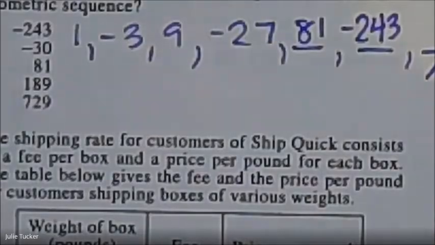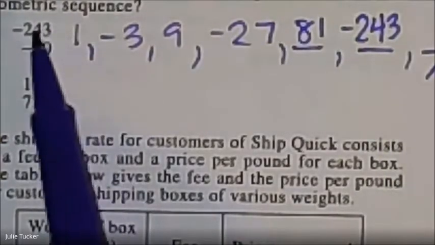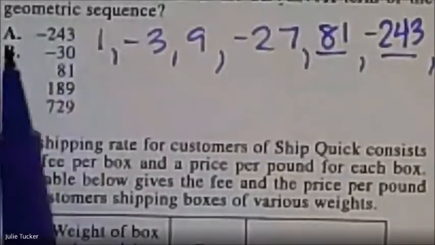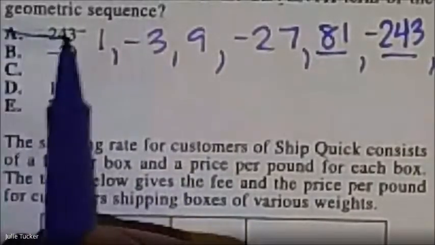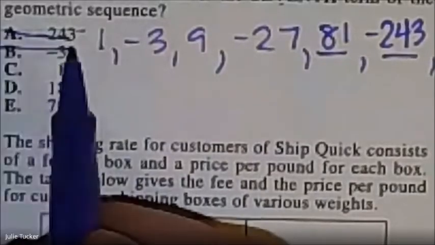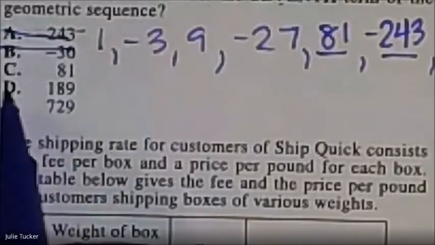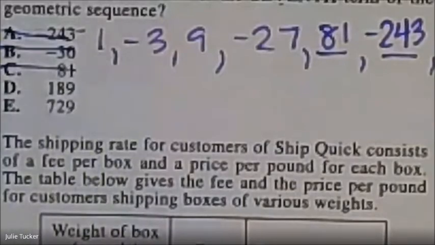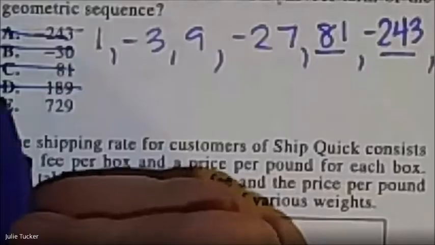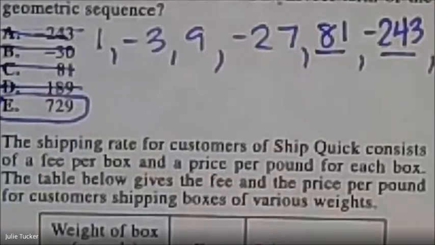If we go times -3 again, it can't be this, right? It can't be A. It can't be B. Because it can't get smaller, right? Can't be C. Can't be D. So what's the right answer? E. Yeah. So we went far enough when we got to -243, didn't we?